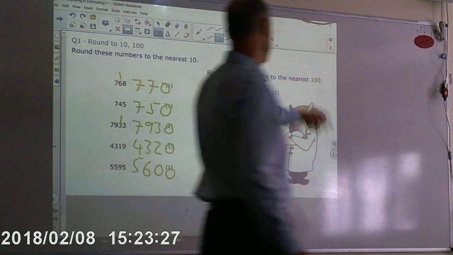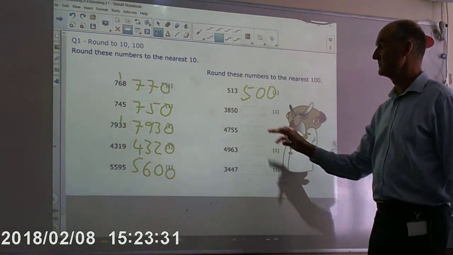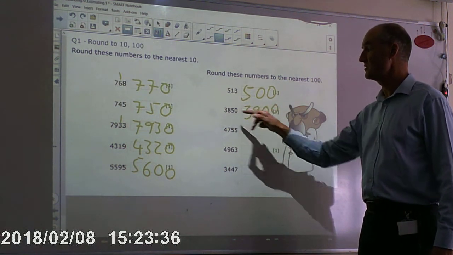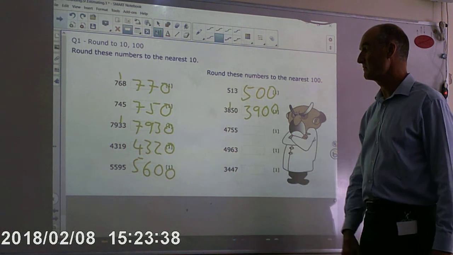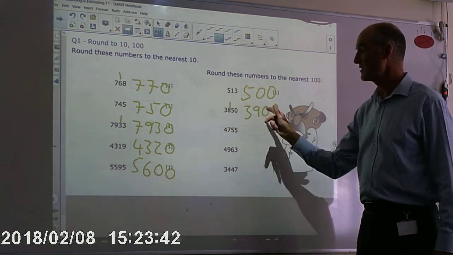Right, rounded to the nearest 100. So, 500. 3,900, because the 8 represents hundreds. We've got a 5 immediately after it, so we've got to round up.